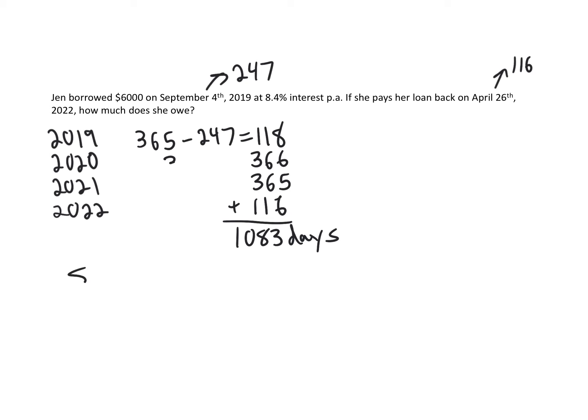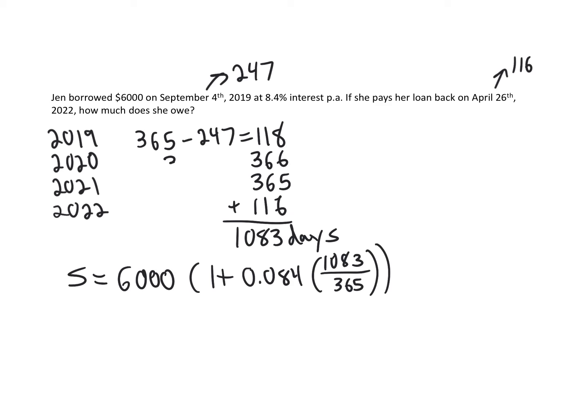From there, we can calculate S equals 6,000 times 1 plus 0.084 times our 1,083 over 365. Again, it's 1,083 days over 365 days per year times 0.084 because that is a per annum interest rate. Calculate this out and round. We get 7,495.43. Remember, round to the nearest hundredth or the nearest cent.